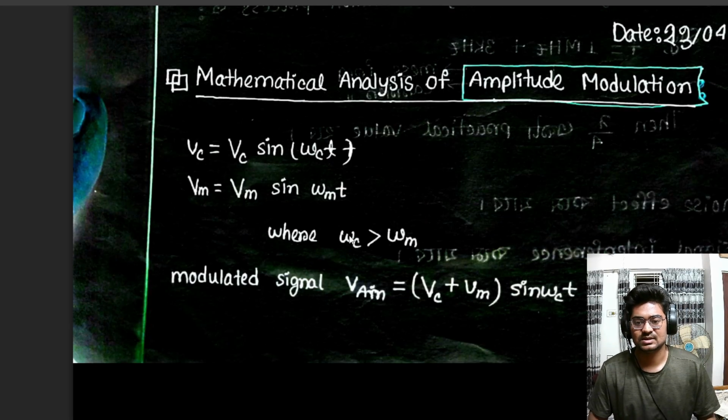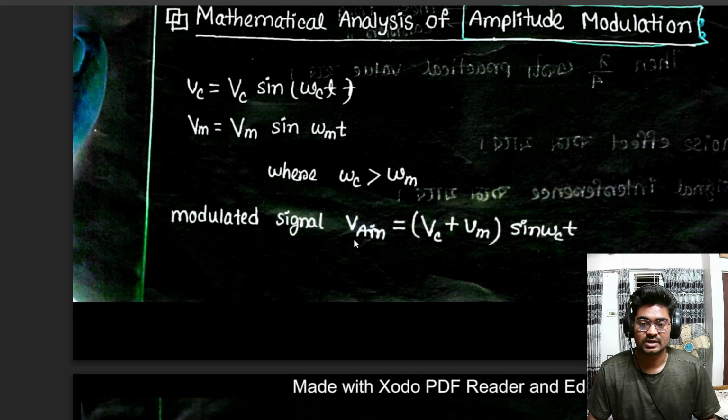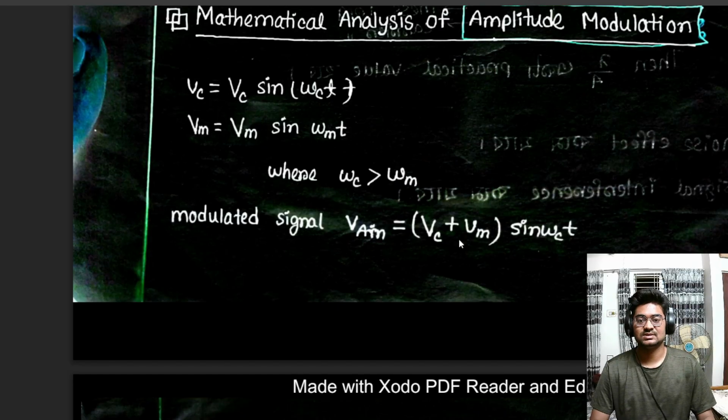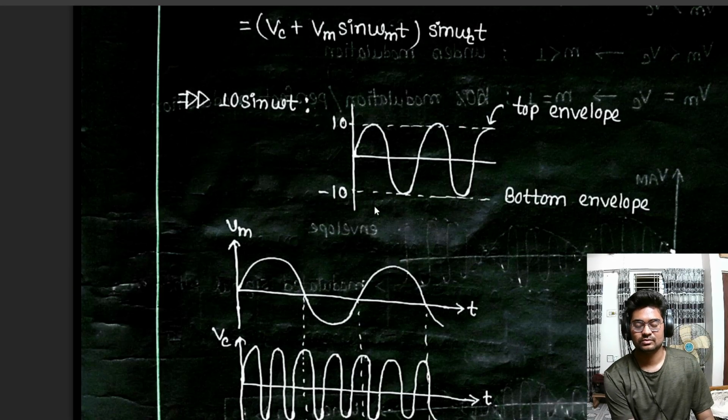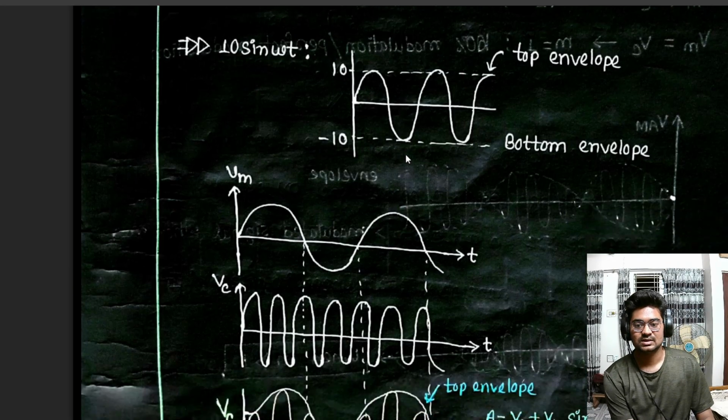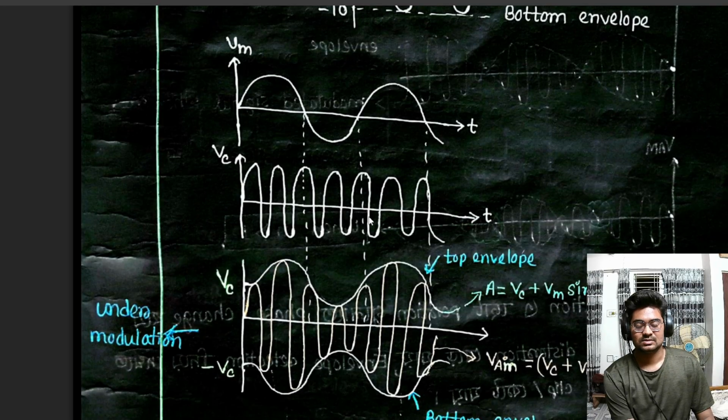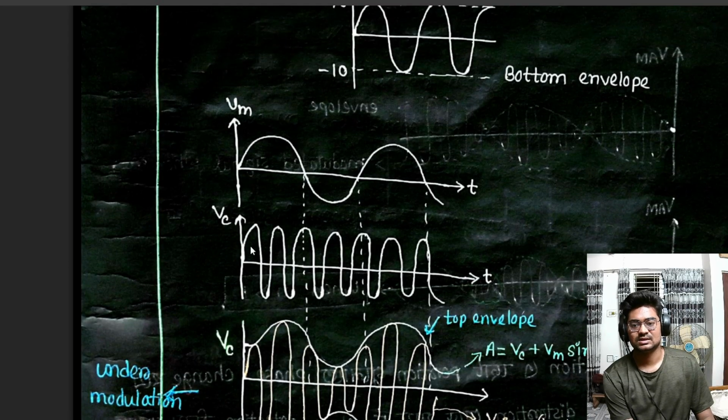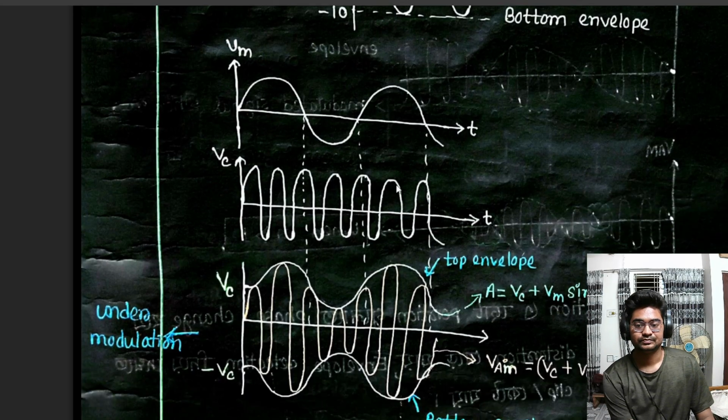Here the carrier signal frequency is very high compared to the message signal. Now for the modulated signal, as it is amplitude modulation, the amplitude varies. In this graphical representation, there is the message signal and a carrier signal. From this representation, you can see that the frequency of the carrier signal is very high, and the message signal frequency is low.